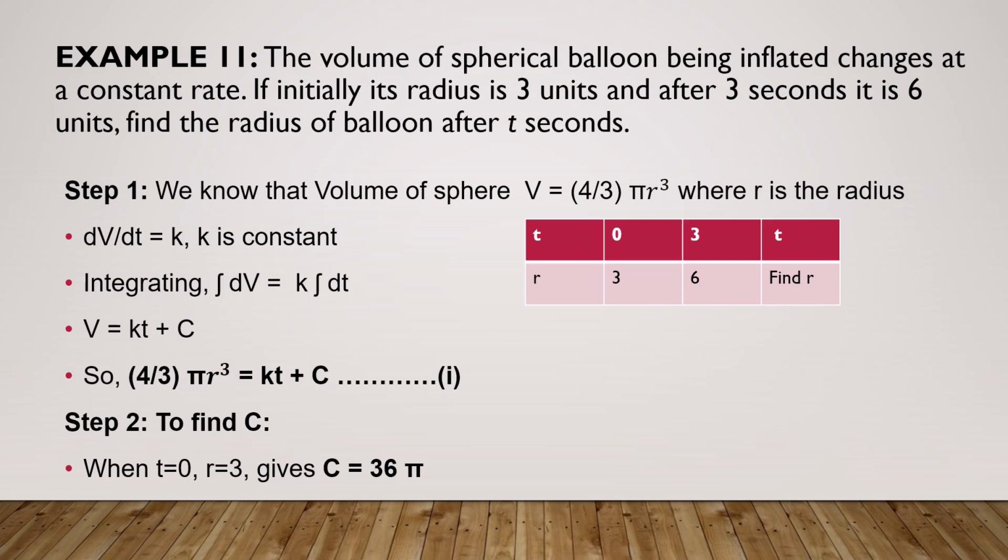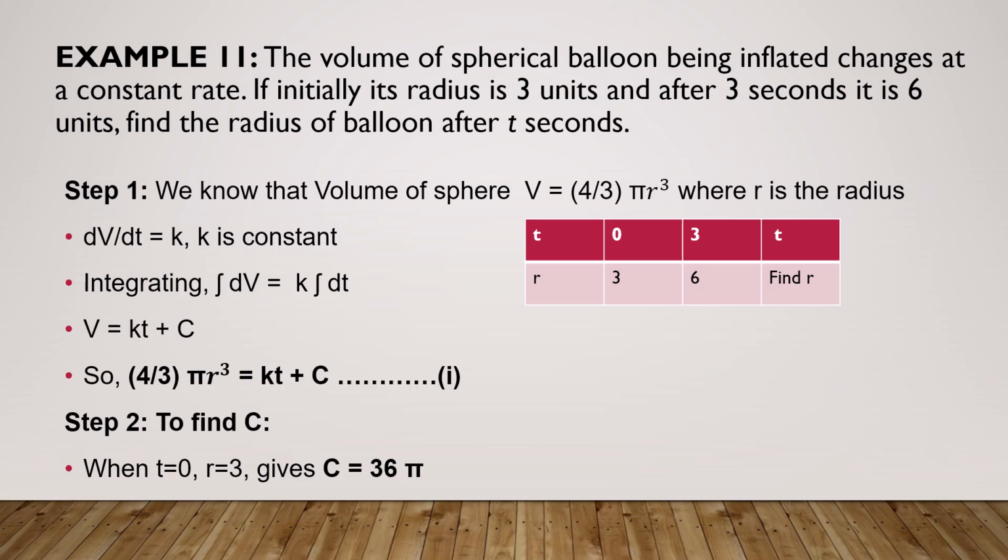Since the variable separable method is an important method, let us solve one more example. The volume of a spherical balloon being inflated changes at a constant rate. If initially its radius is 3 units and after 3 seconds it is 6 units, find the radius of balloon after t seconds. Now the data for the volume, that means the volume of a spherical balloon changes.